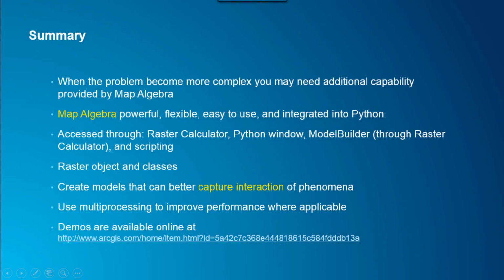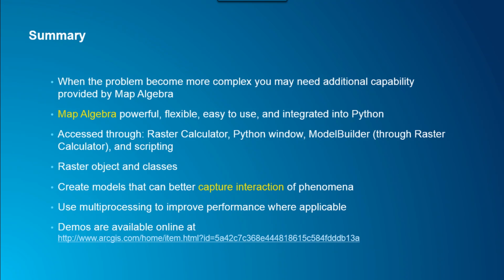Okay? With that, I'm going to summarize what we discussed here. When your problem becomes simple or complex, especially more complex, you need the capability provided by Map Algebra. Your life becomes much easier, right? Map Algebra is powerful, flexible, easy to use, and integrated into Python. This is for the people who did map algebra outside of Python in some other life, right? Access through raster calculator, Python window, model builder, and scripting. We have talked about the raster object, your best friend, and classes. If you work with raster, the raster object is your best friend.